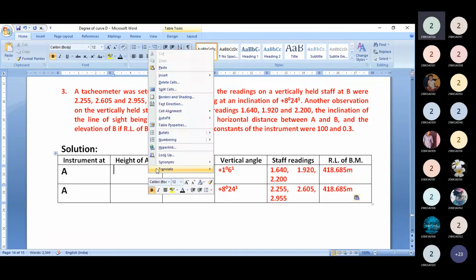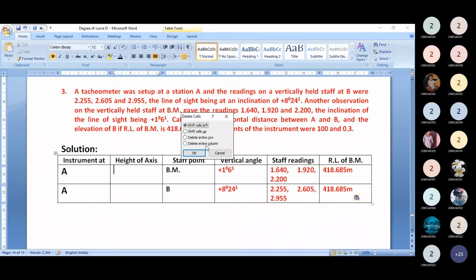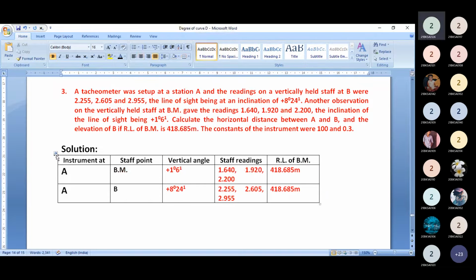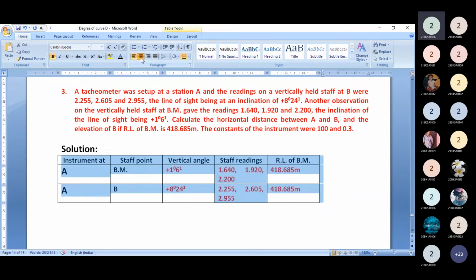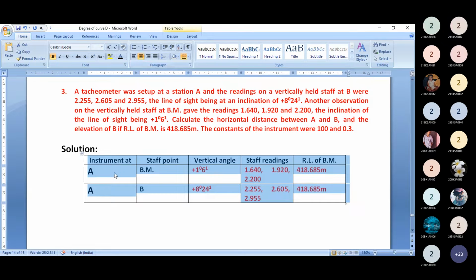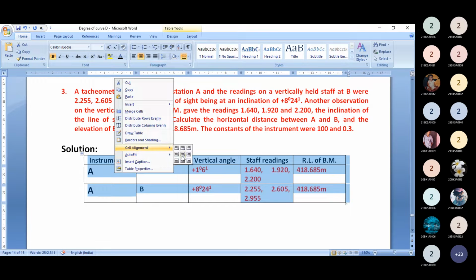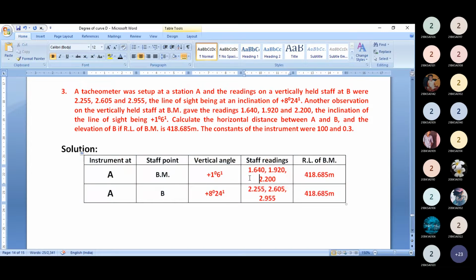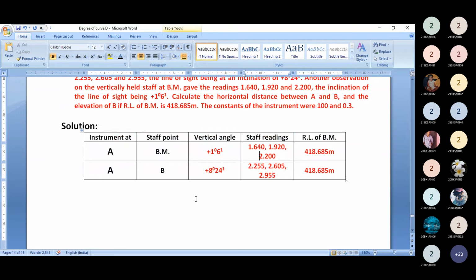Delete the column. So this is the table that they have been given here. Instrument at A, in both the cases, first they have been bisected to benchmark. So at that time the vertical angle is there, staff readings were there, RL of benchmark is given. B is the object station. So first of all we have to calculate the height of the instrument axis.